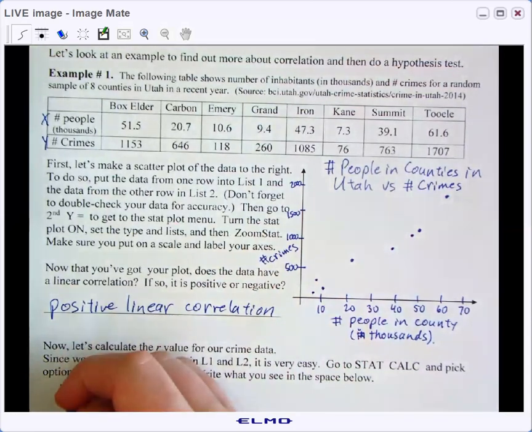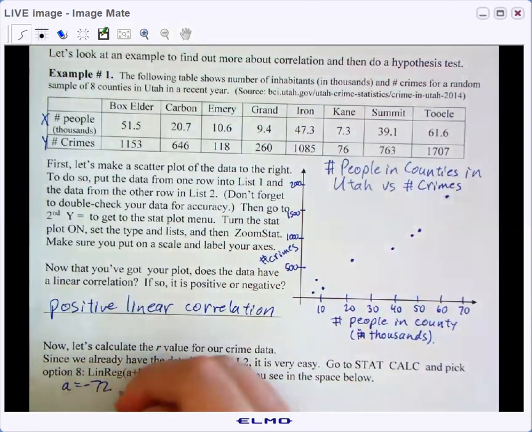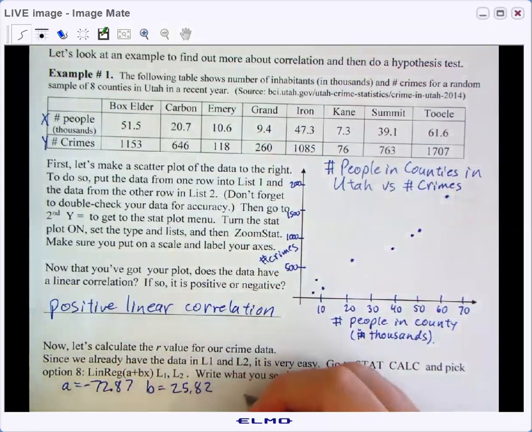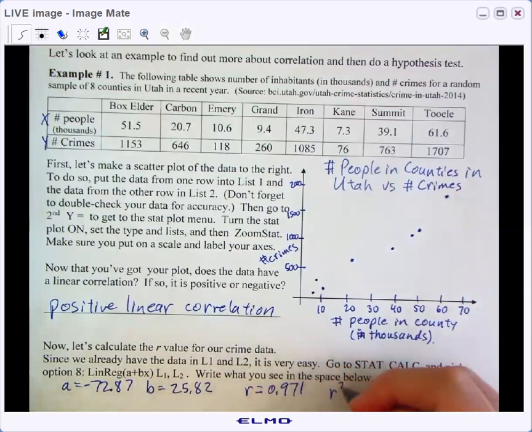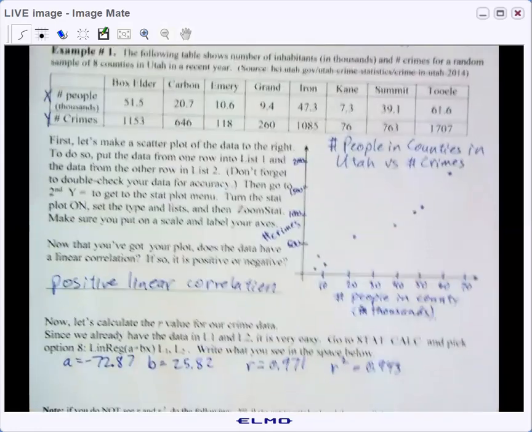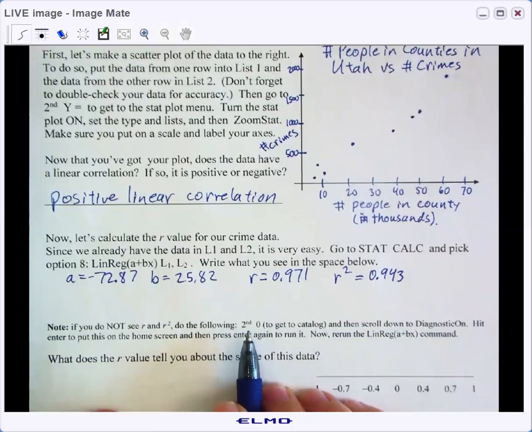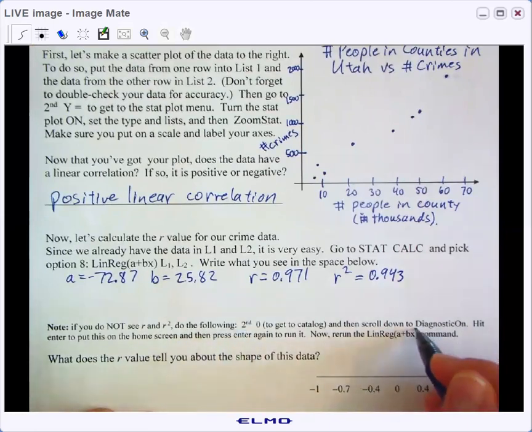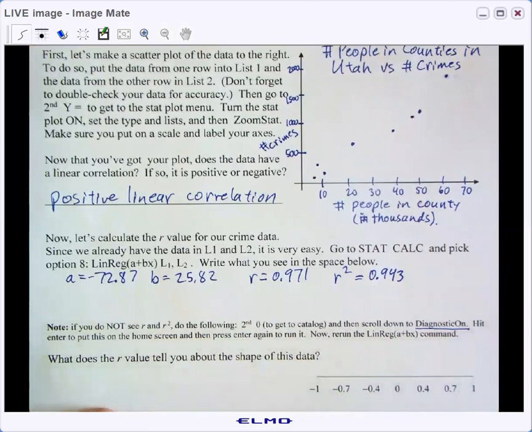So we have A equals negative 72.87, B is equal to 25.82, R equals 0.971, and while we're at it, R squared is equal to 0.943. And here's that little note on how to get the R and R squared to show up. Once you've set that diagnostic on, it will always show up until you run the DiagnosticOff command. Now, with our R value being 0.971, what does that tell us about the shape of the data?